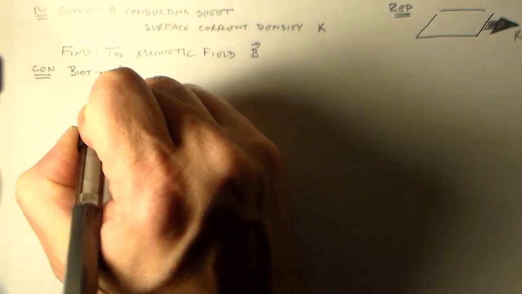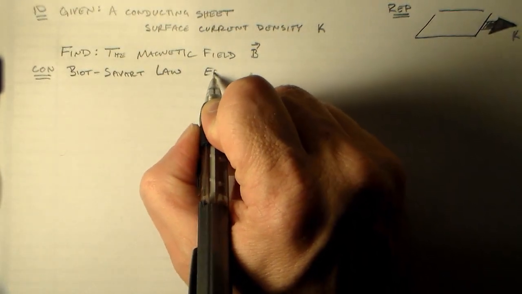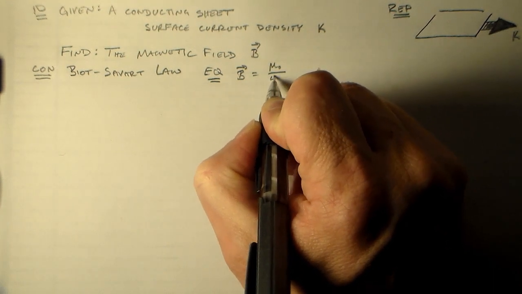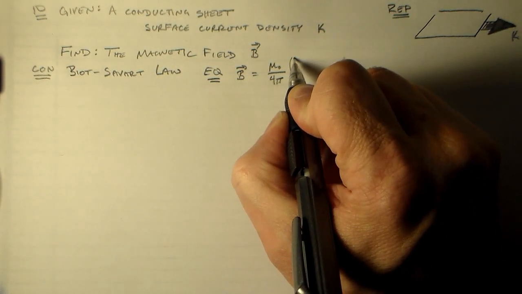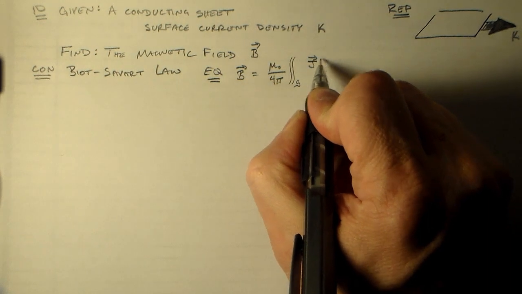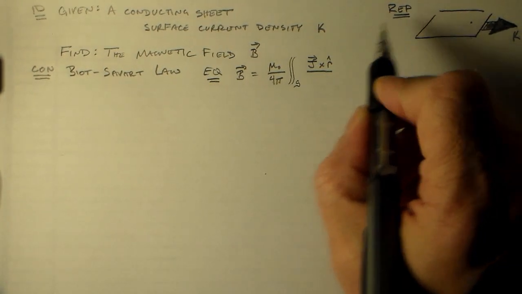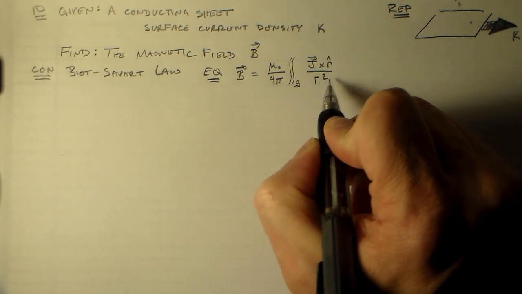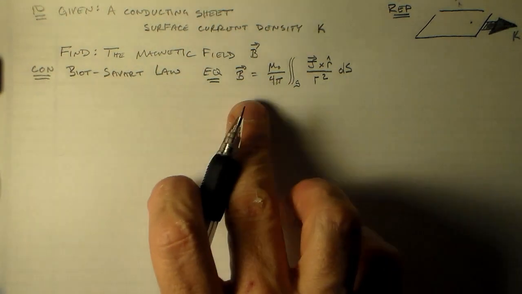So our concept here is our Biot-Savart Law, right? And our equation is something like this. B is equal to some constant, which is mu naught over 4 pi, the permeability of free space divided by 4 pi, times the double integral over some surface S of the current density cross the direction from some point on here to wherever the field point is. So it's that direction over the square of the distance, ds, right? So that's what we've got to work with.